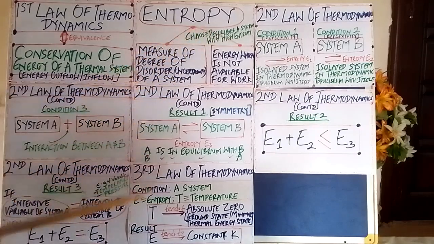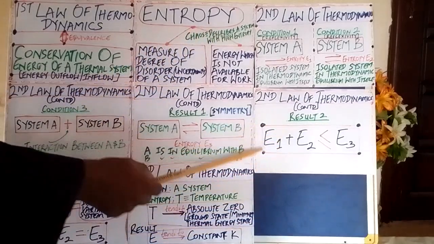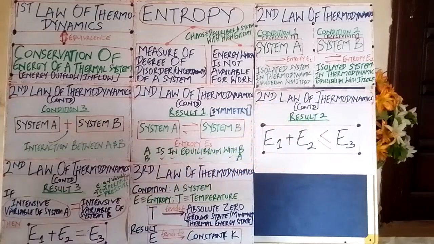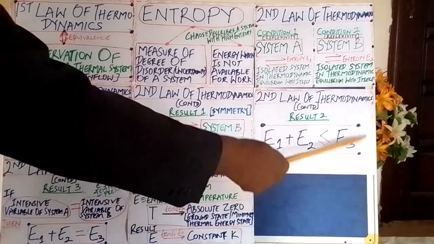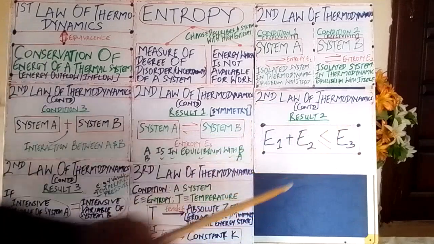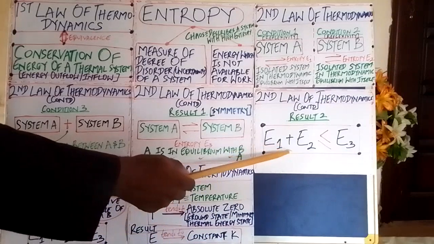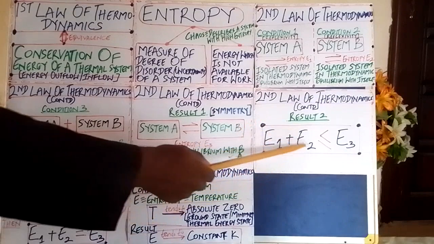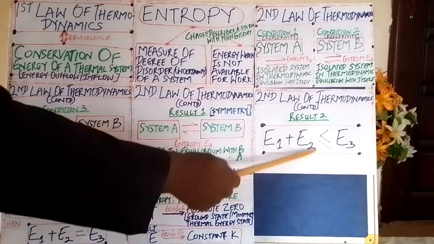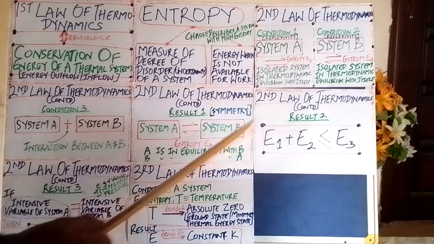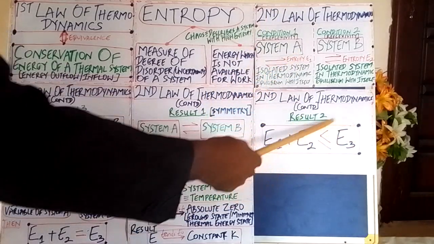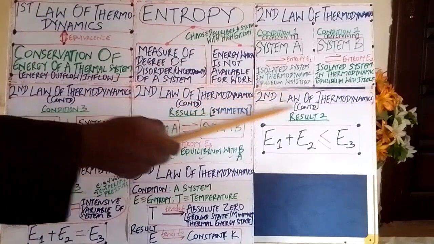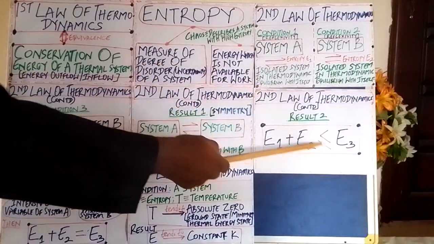Then you can jump to the conclusion and say that the entropy of system A plus the entropy of system B must be less than or equal to the entropy of system 3. That is, the degree of disorder of system 1 plus the degree of disorder of system 2, which is going to be a numerical value, must be less than or equal to the degree of disorder of the interacting system. Of course, we should take note of the fact that we have less than or equal to.